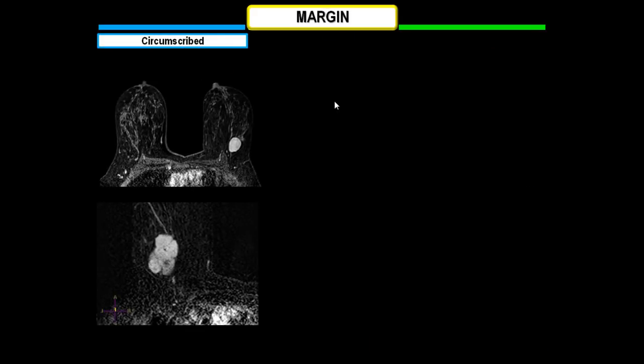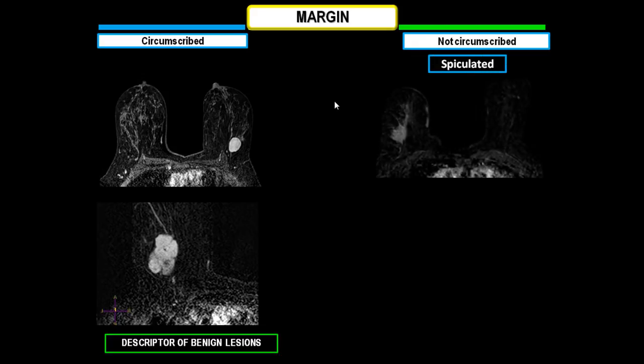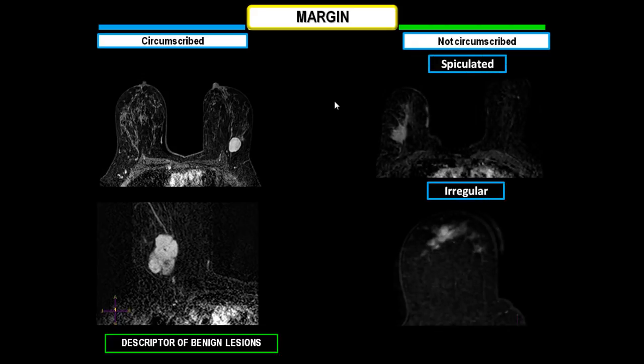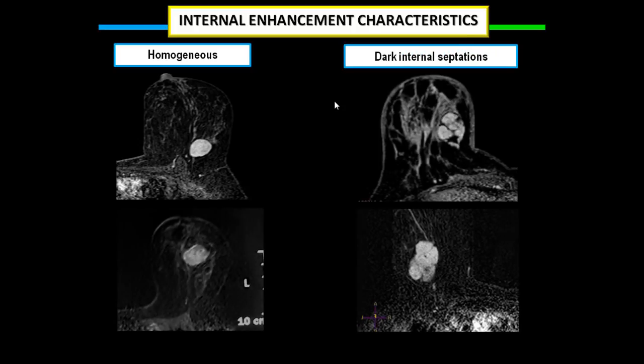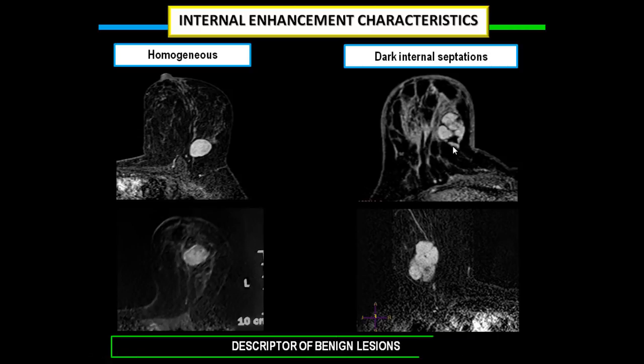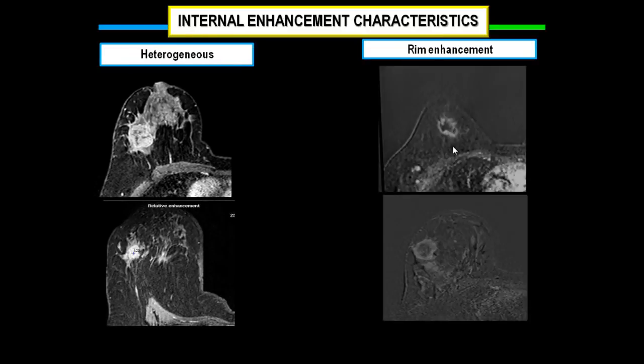Looking at the margins, we might have circumscribed margins, which is a descriptor of benign lesions, or not circumscribed margins, which might be either spiculated or irregular, and they are both descriptors of malignant lesions. And then we have to look at the internal enhancement characteristics, which might be homogeneous, or the lesion might show dark internal septation, which is characteristic of fibroadenomas, and these are both descriptors of benign lesions. Or the lesions might show heterogeneous enhancement or a ring enhancement pattern, and these are both descriptors of malignant lesions.